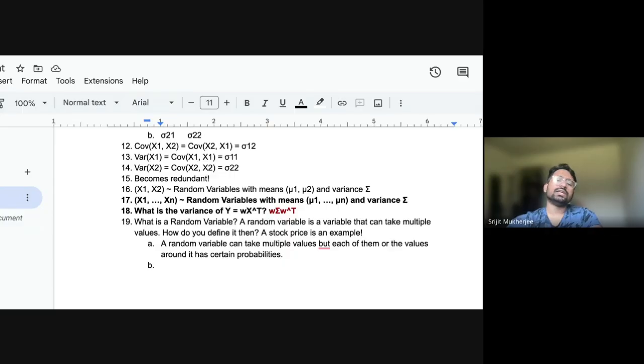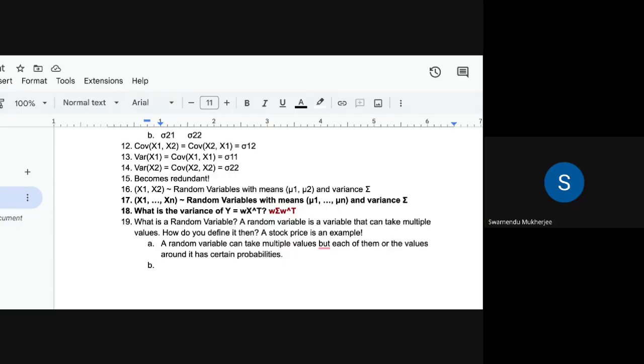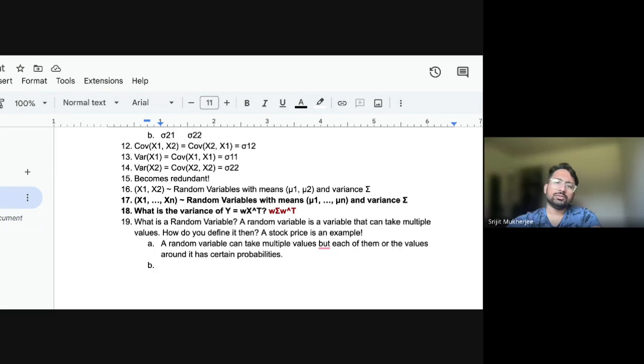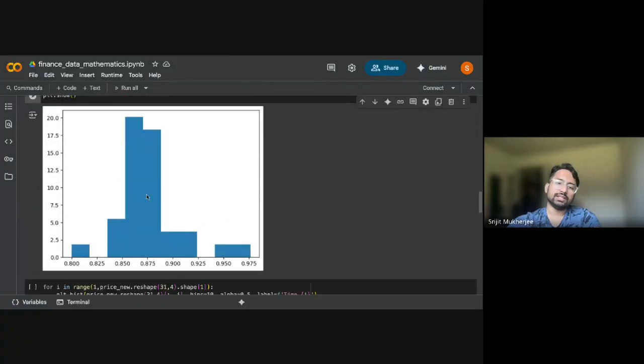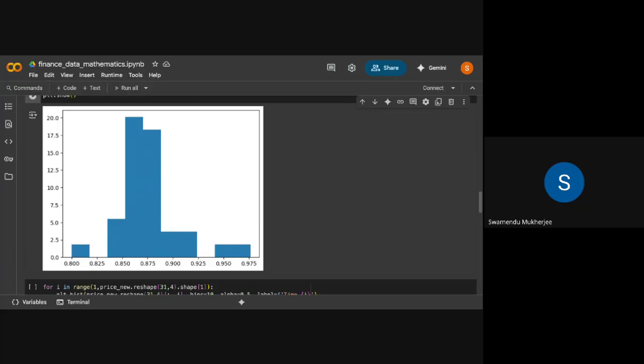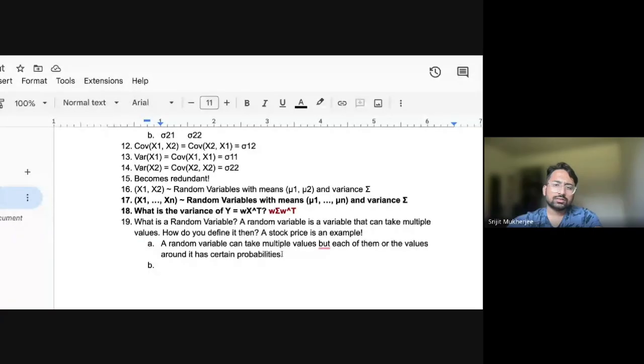If you remember this, I told you that each one of these is a random variable, right? Let me copy this and show this picture with you. Each time point is a random variable, right? Something like this.